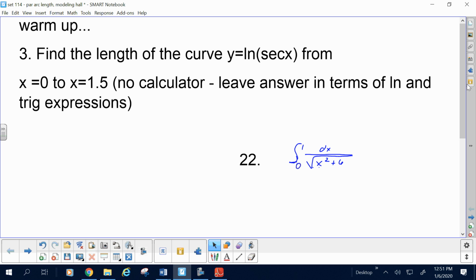He prides himself. How did he pride himself? No, it says calculator and then no calculator. Let's use these directions up here. Yeah, I know.